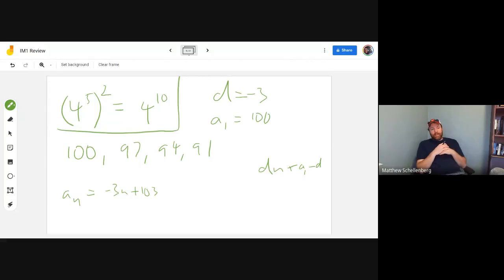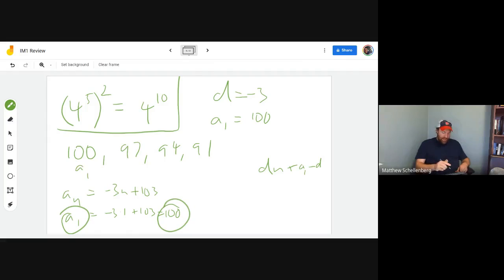If you're not sure about that, try it. Plug it in. What's a of 1? Plug in a 1 for n. Let's replace the n with 1. Minus 3 times 1 plus 103. What is that? That's 100. That's correct. A of 1 is 100. So this is an arithmetic sequence, and how to find the explicit formula for an arithmetic sequence is given right here. A of n equals dn, meaning d times n, plus a1 minus d. And that's how you find the equation.